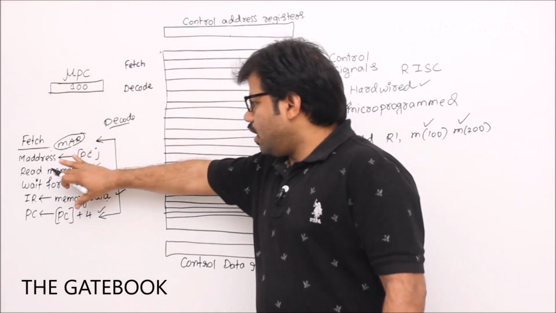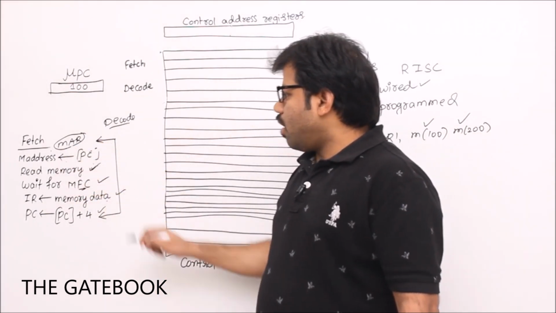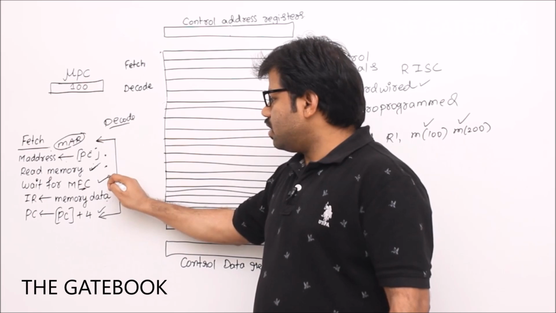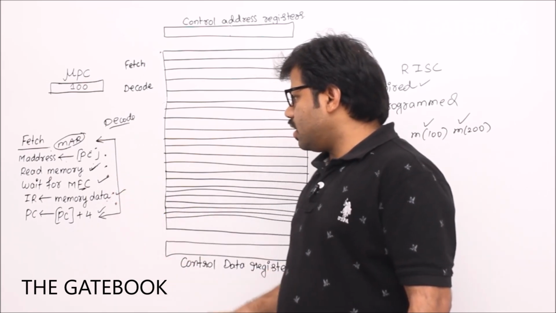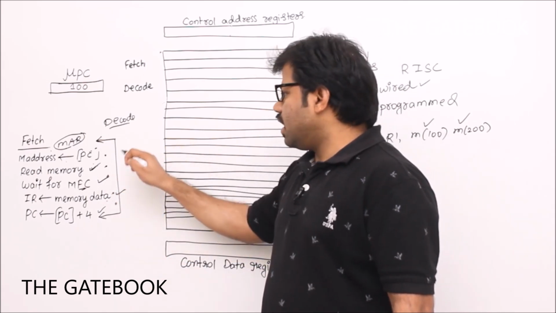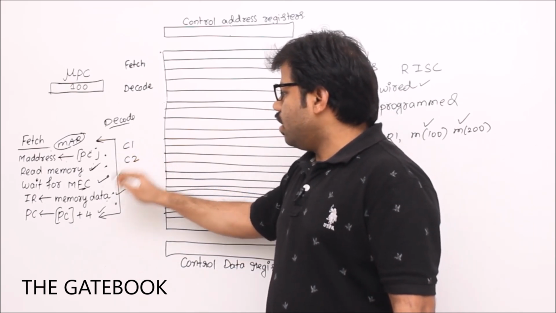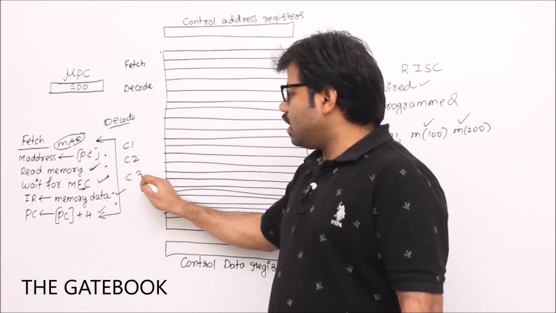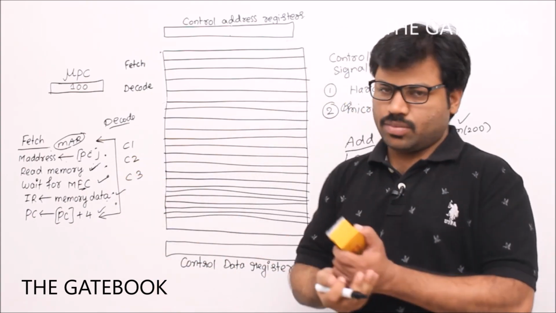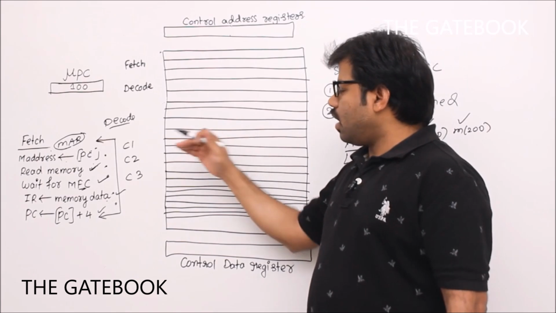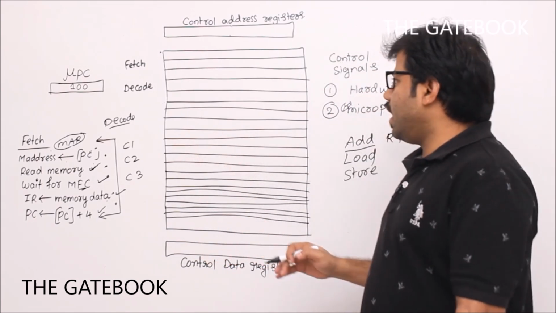So let's just focus on an instruction fetch. To do this fetch of the instruction, you will be doing some micro operations. To do all these micro operations, we need to enable some signals, correct? Control signals. So assume that the control signals required to do all these operations are C1, C2, C3, just for assumption.